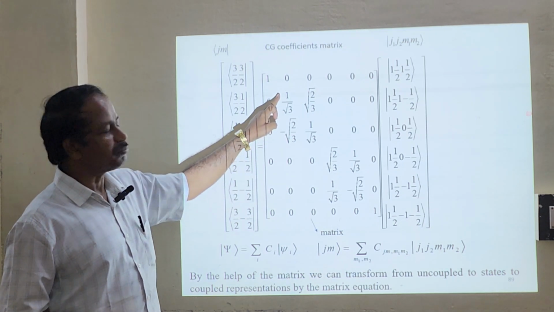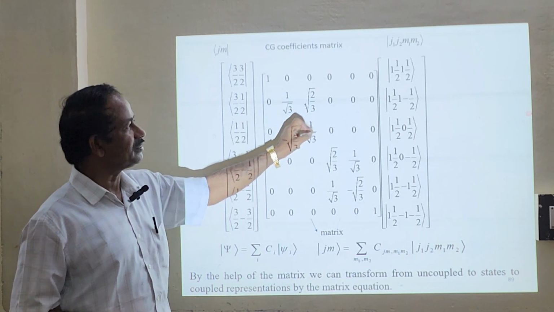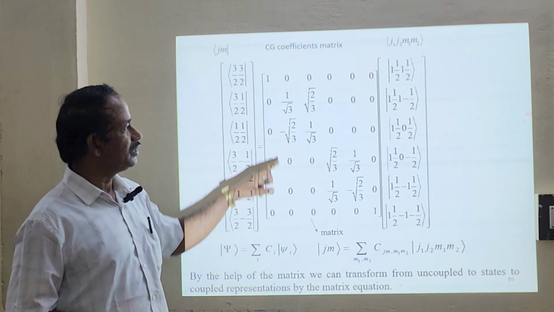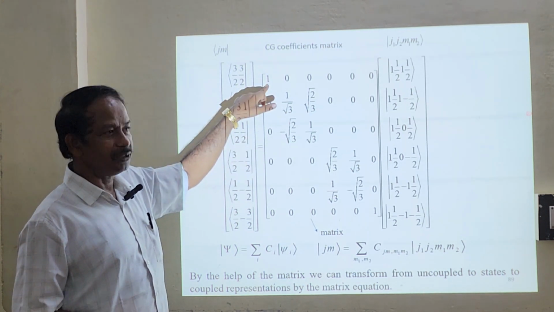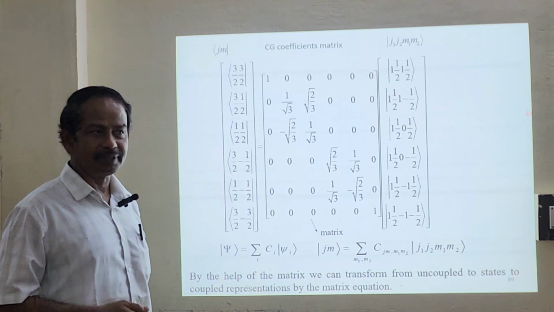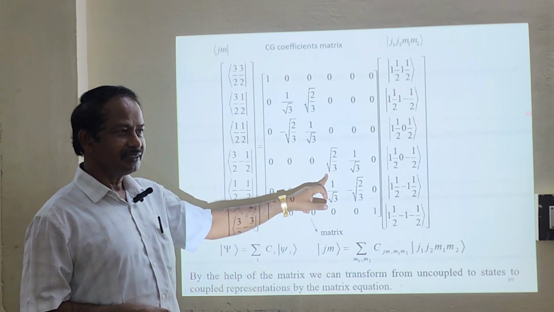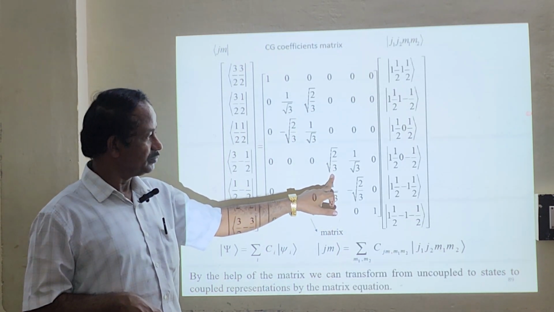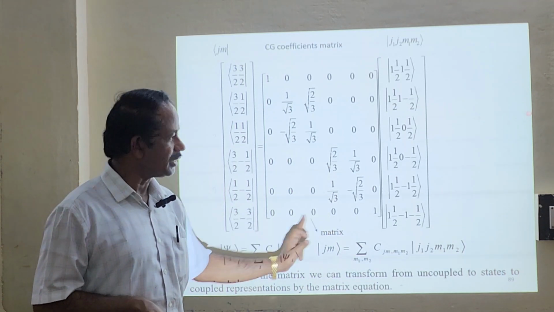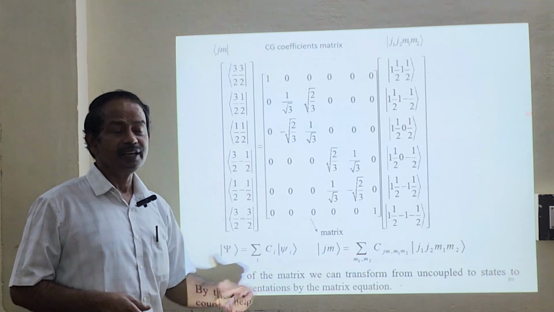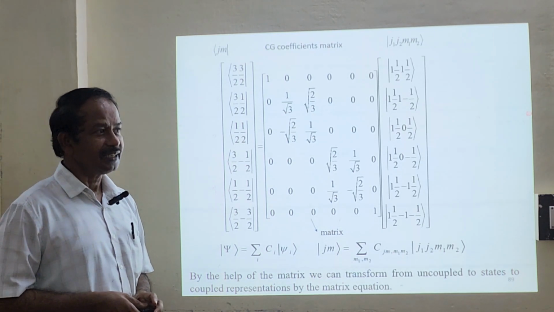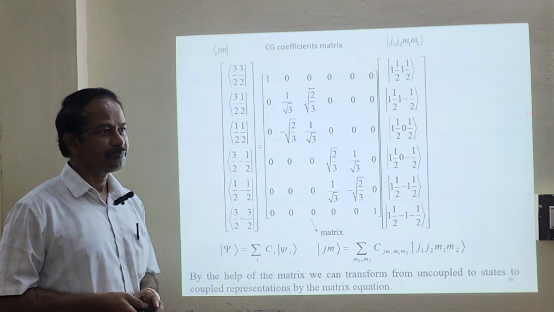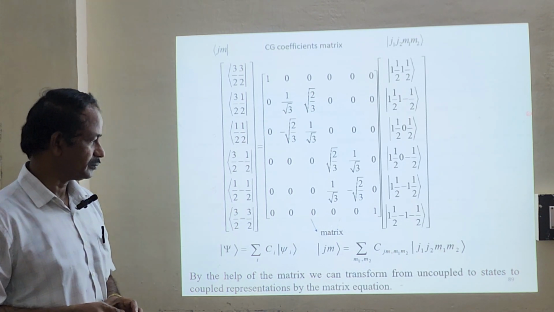And these will be your diagonal elements, 1 by 3, root 2 by 3, 0 0 for the remaining terms. And this will be minus root 2 by 3, 1 by 3. C1, C2, C3, C4, C5, which we have already calculated. And this will be the rest of the terms, and at the end you will have 1. So this is your matrix form, Clebsch Gordan coefficients as matrix elements.